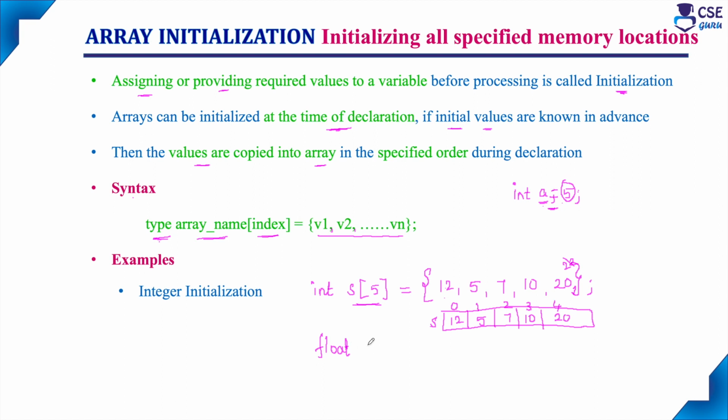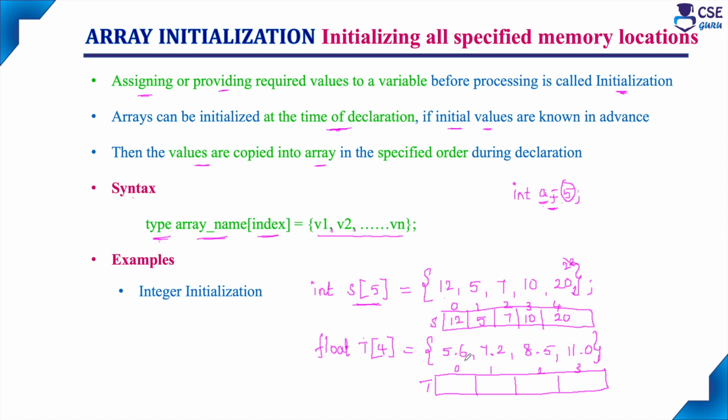If you are considering float, suppose T of 4, and you are giving 5.6, 7.2, 8.5, 11.0. So likewise, 4 elements. We have allocated totally 4 memory locations only. So immediately what will happen? 4 memory spaces will be allocated. Okay. And the index values are 0, 1, 2, and 3. So totally 4 memory spaces will be allocated and the array name is T.